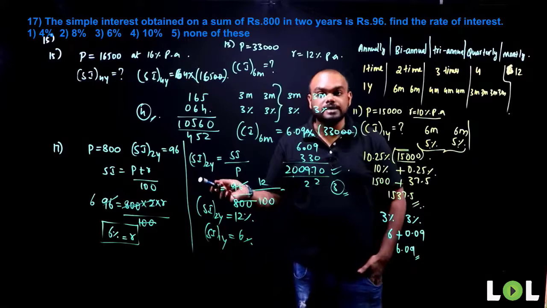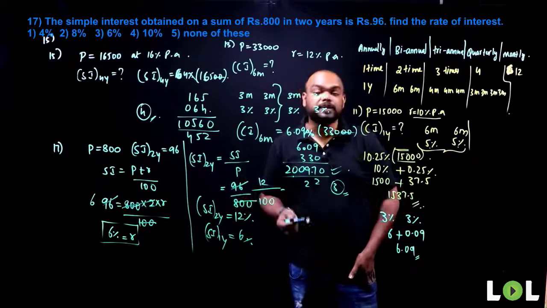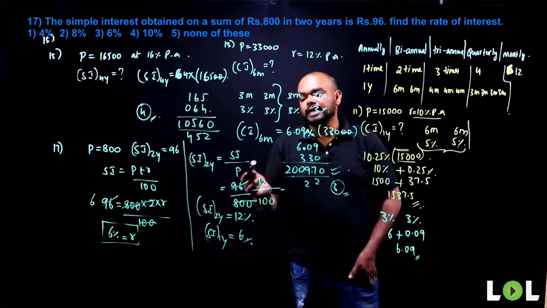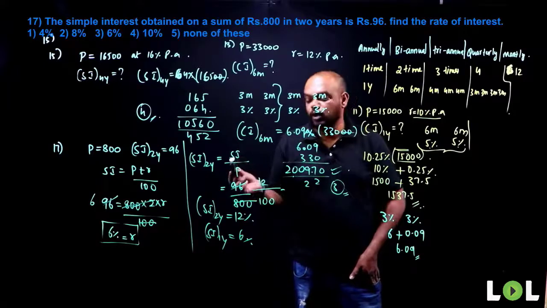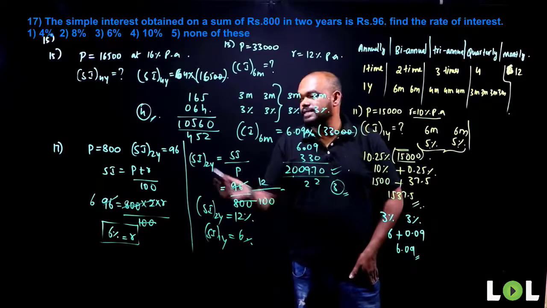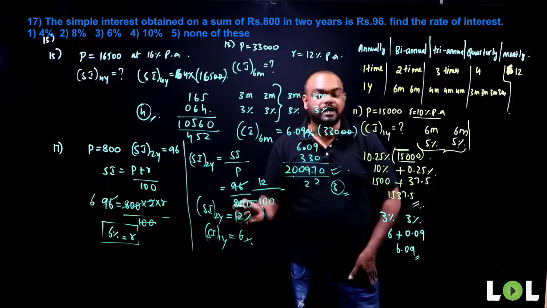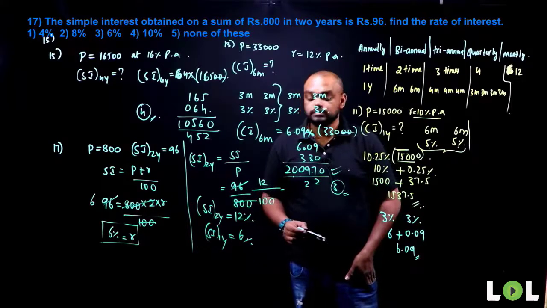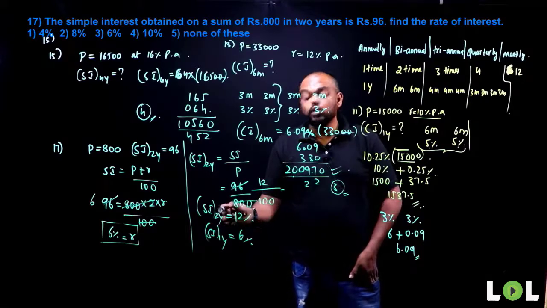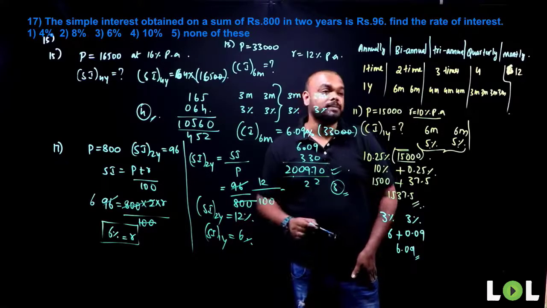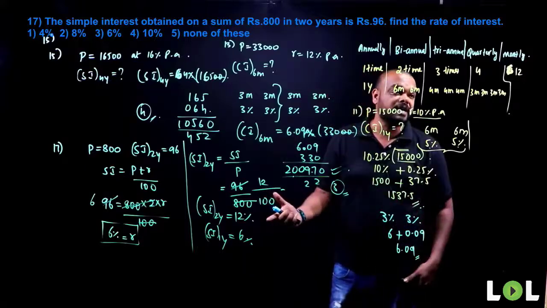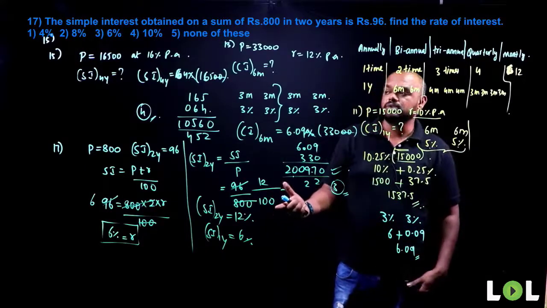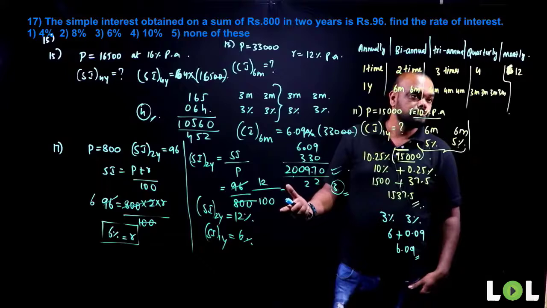Simple interest for 2 years can be directly calculated as simple interest by principal. If you want, you can decorate it with into 100. That won't be a problem. So simple interest for 2 years here given is 96. 96 by 800. 8 into 100, 8 into 12. 12 by 100 is what? 12%. That is simple interest for 2 years. But for 1 year, half of it. That will be 6%. Am I clear with this question, everybody? Did you understand this? Yes?